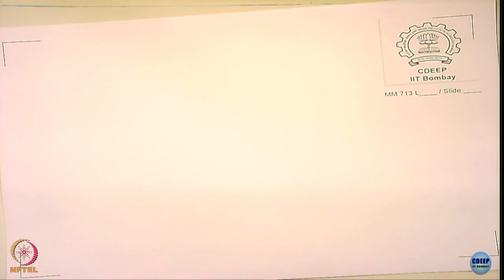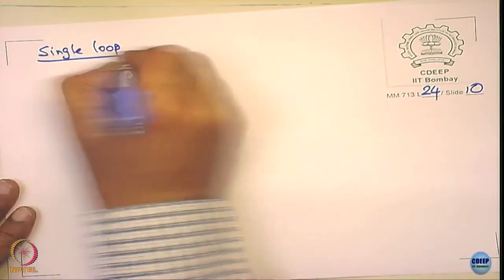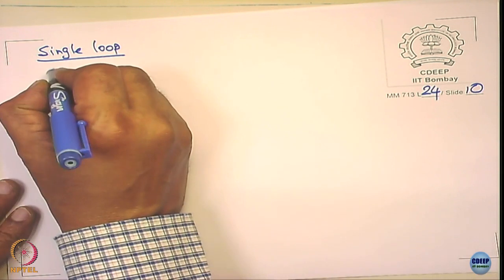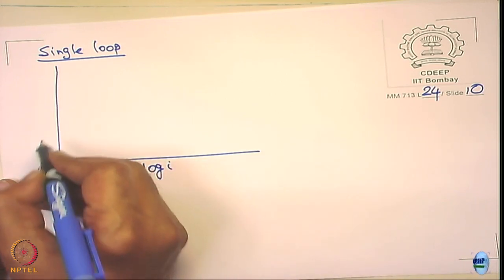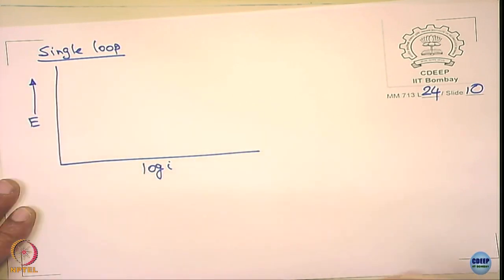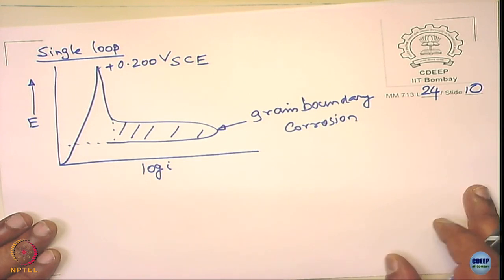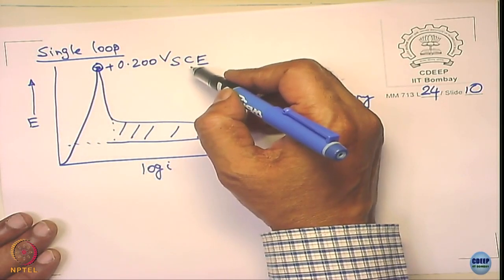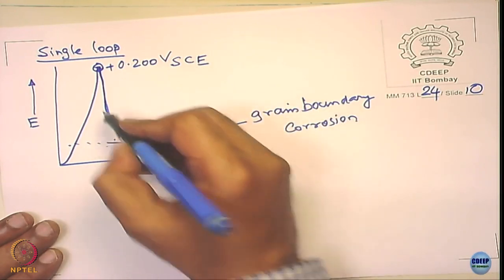There are two types of things that people do. One is called the single loop test. I am not describing to you the scan rate and bubbling and all that kind of stuff. In a single loop EPR test, you start in the beginning from plus 200 millivolts with respect to the saturated calomel electrode. From there you come down. So, this is how it is done here.